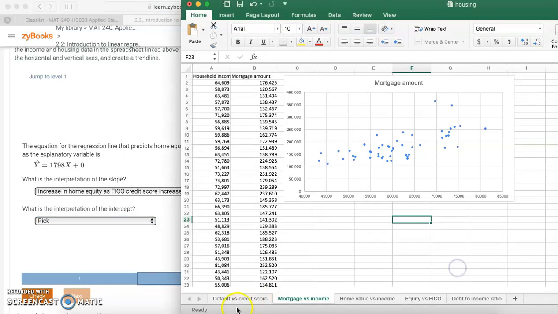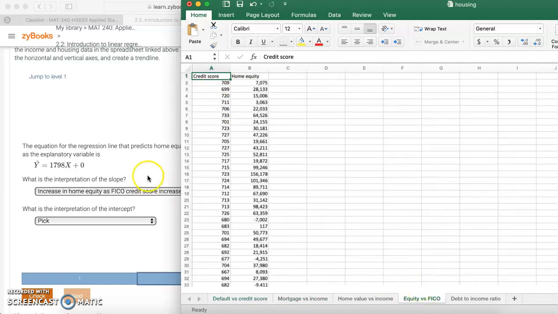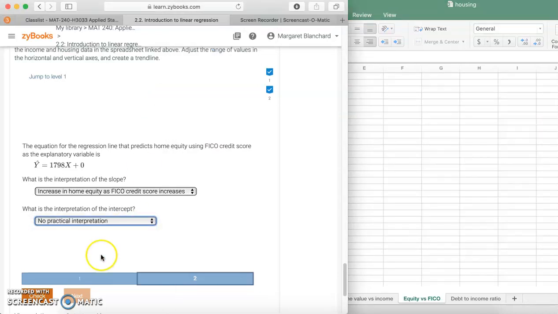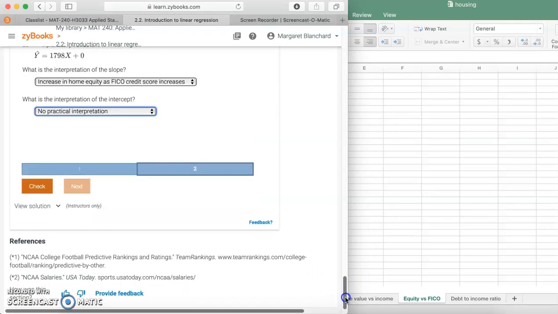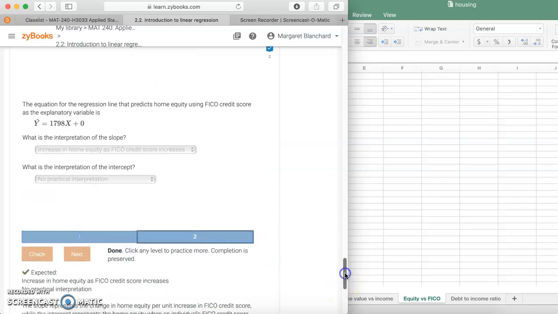However, you can take a look, and you see all these FICO score ranges are much higher. You can look at all these FICO scores, there's nothing at 0. It's not a possible value. So it does not make sense to interpret the intercept. So we're going to check our answers. Check. All right, expected. So just like we said, you cannot have a FICO score of 0. That makes no sense. And that slope tells us for every unit increase in X, that's the increase we expect in Y.